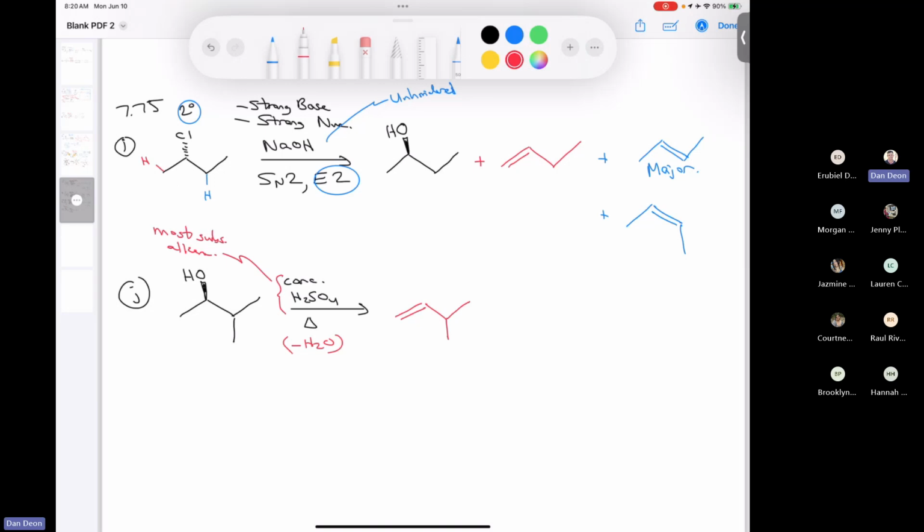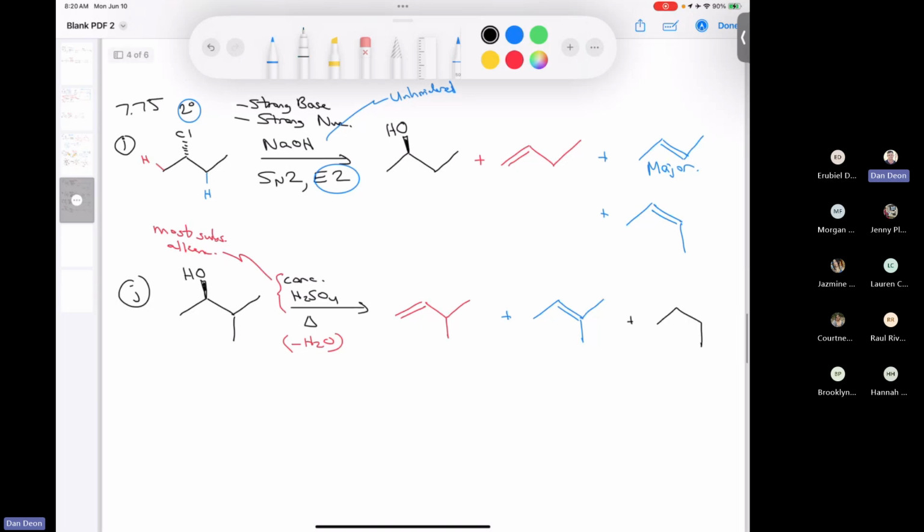We're going to have this compound, which is the most substituted. We're also going to have this compound. Okay, so we're going to have all 3 of these compounds. But which one is going to be the major? Remember, it's the most substituted alkene that is going to be the major product in this case, okay?